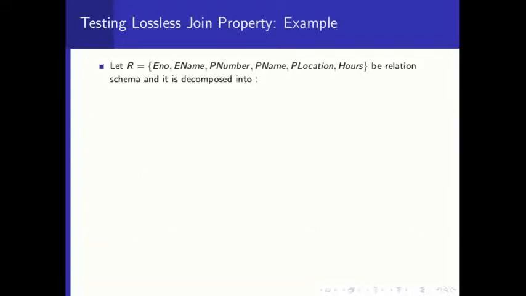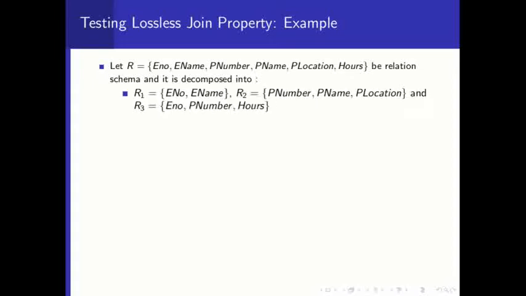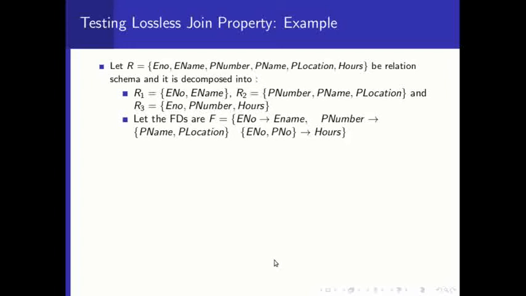Consider this example. Let R be (E number, E name, P number, P name, P location, hours). This schema we have already seen in previous examples. R is a relation schema, and it is decomposed into three relations: R1 (E number, E name), R2 (P number, P name, P location), and R3 (E number, P number, hours). And we are also given a set of FDs.